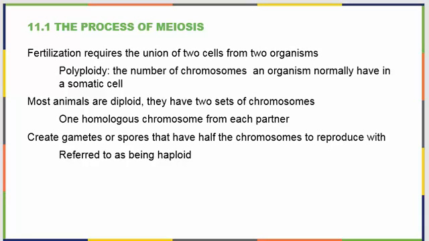We look at the polyploidy of organisms, or the number of chromosomes that an organism normally has in a somatic cell. Most animals are diploid. They have 2 sets of chromosomes, and they get 1 homologous chromosome from each partner. So when they create their gametes or their spores, they have to have half the number of chromosomes in order to undergo reproduction. We refer to this state of having half the number of chromosomes in a gamete or a spore as being haploid.